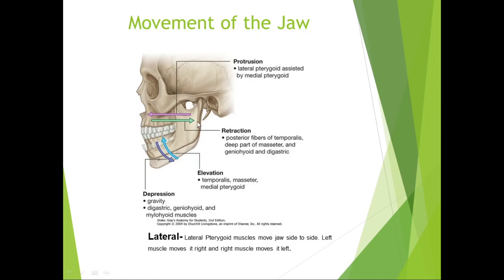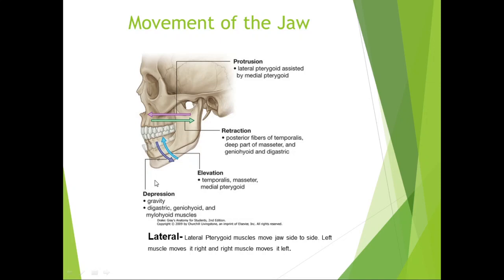If we want to pull that lower jaw back, so we want to retract it, we're going to use the posterior fibers of the temporalis. We're going to use the deeper portion of the masseter. We're going to use the geniohyoid and the digastric, so the muscles just underneath our jaw. If we're going to elevate, so pull our mouth closed, we're going to use the temporalis, the masseter, and the medial pterygoid.